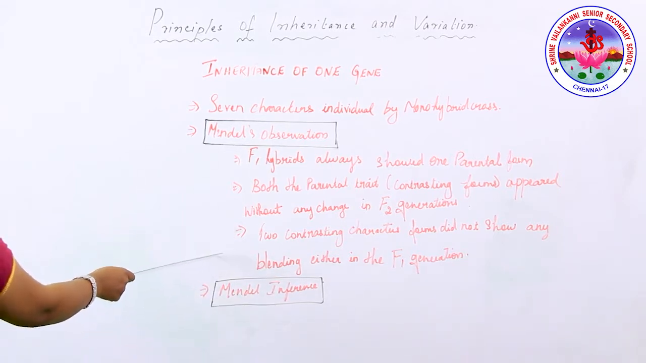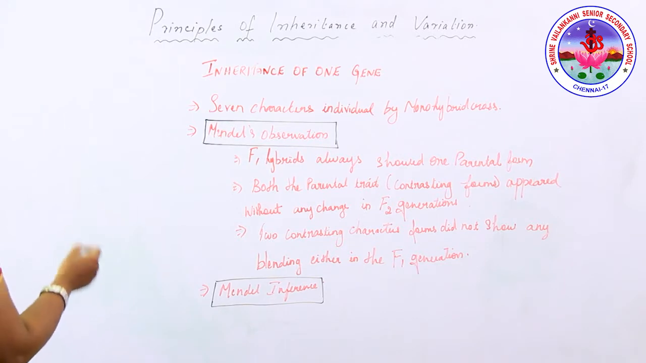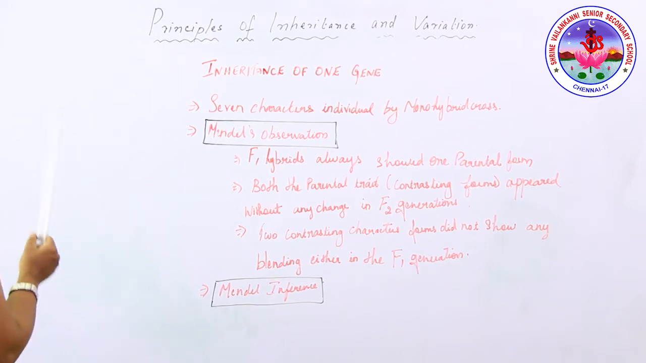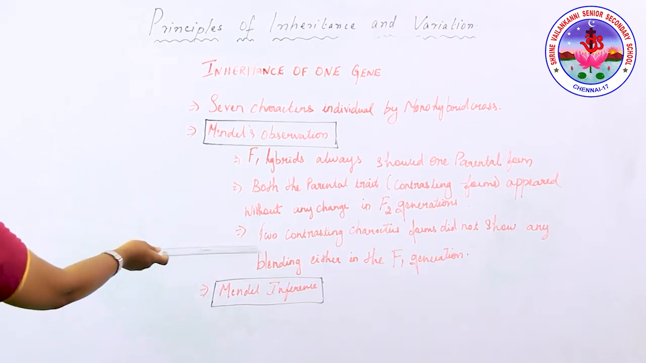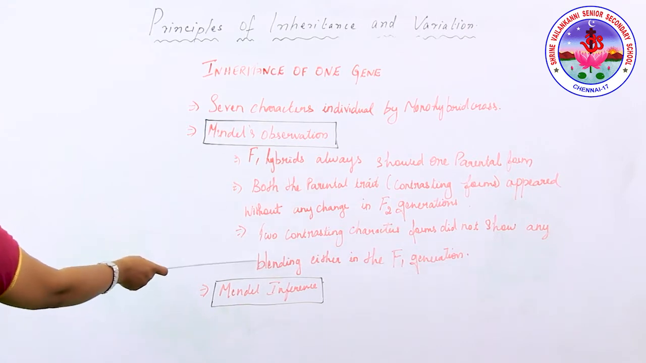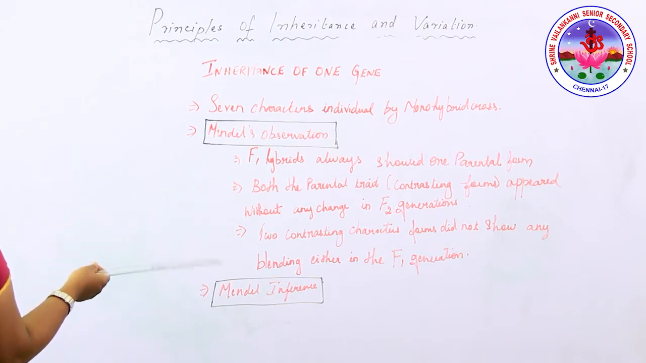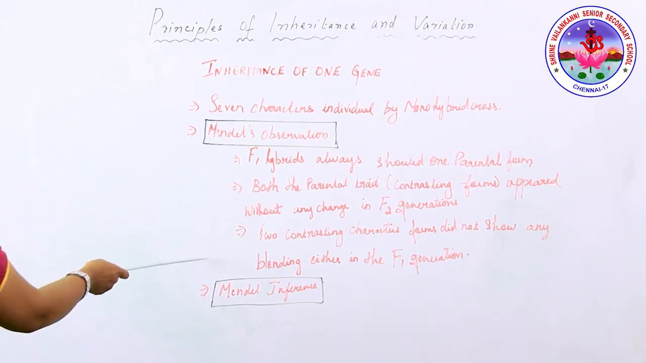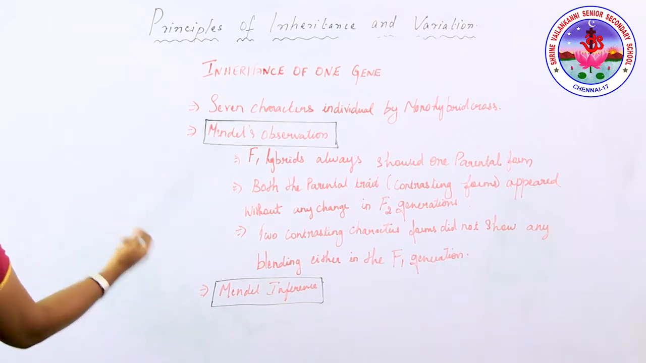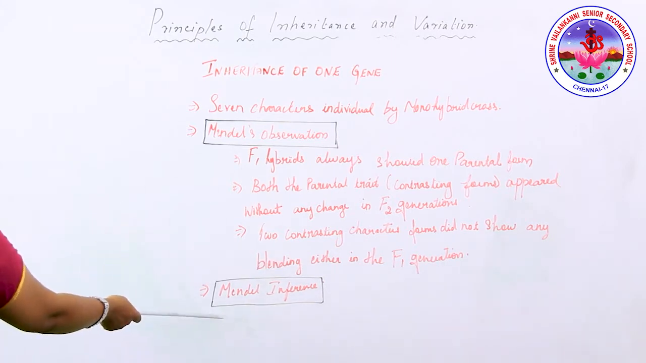The form of the trait that appears in the F1 hybrid is called dominant, and it appears in the F2 generation about 3 times in frequency, while the alternate form is called recessive. So Mendel's last important observation is based on the dominant and the recessive. I repeat, the form of the trait that appeared in the F1 hybrid is called dominant. It appeared in the F2 generation about 3 times in frequency, and the other will be called the recessive form.